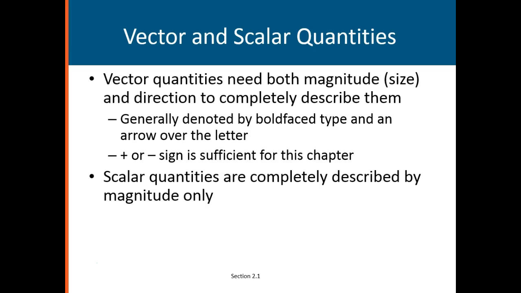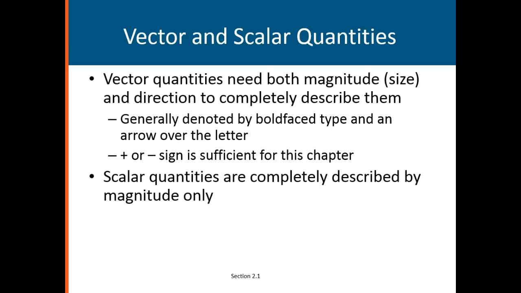Those are scalar quantities. But velocities, displacements, accelerations, and later we'll talk about other things, do have direction, and they would be vector quantities. Whereas distance, speed, those are just scalar quantities. They're just numbers indicating how far or how fast without any direction associated with them. So vector quantities need both magnitude, size, and direction to completely describe a vector, generally denoted by boldface type and with an arrow over the letter.